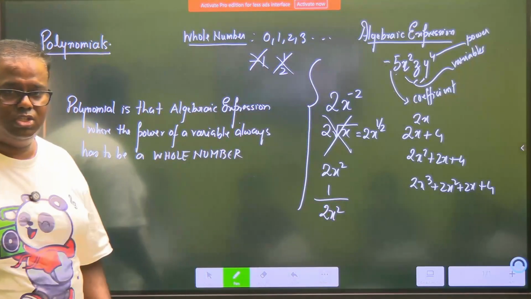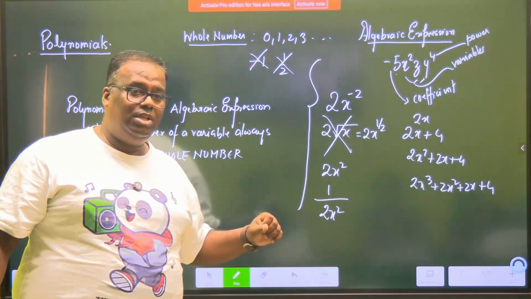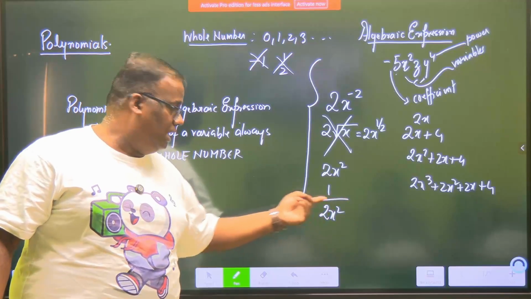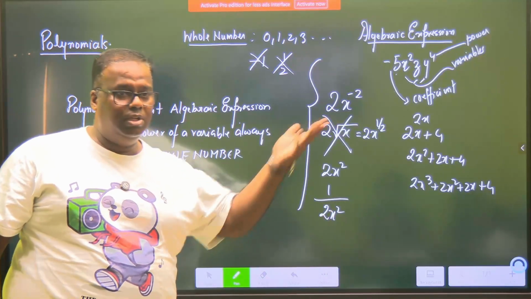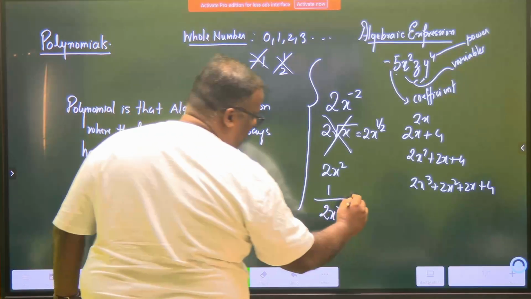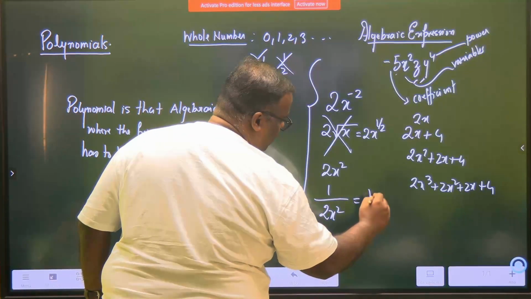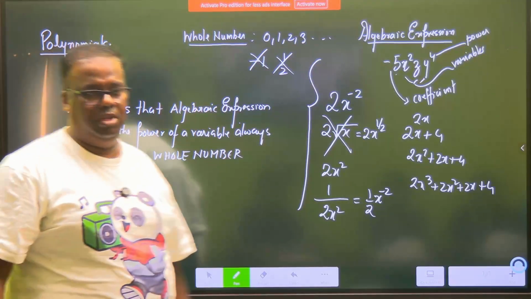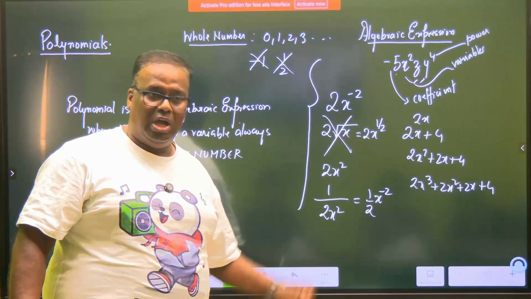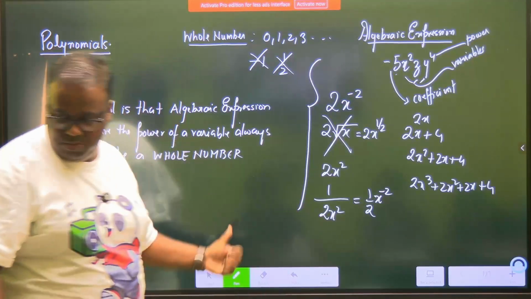1 by 2x square. Always you have to bring this line, like patal, ground level. Bring everything above the ground level. If you bring everything above ground level, this becomes half x minus 2. It is not a polynomial. Are you getting the trick? समझ में आ रहा है?